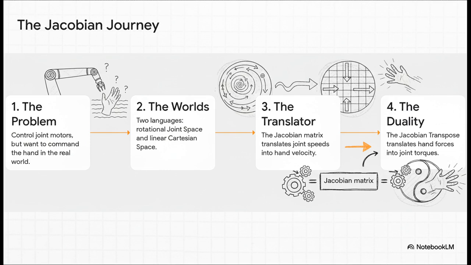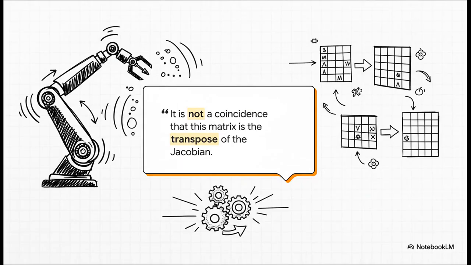The Jacobian transpose does the reverse translation, mapping the forces we want at the hand back to the torques we need at the motors. And as the source text itself says when it reveals this relationship between force and motion, it is not a coincidence that this matrix is the transpose of the Jacobian. This isn't just some lucky fluke of mathematics. It reflects a deep, fundamental principle about how physics works, showing just how tightly woven together motion and force really are.